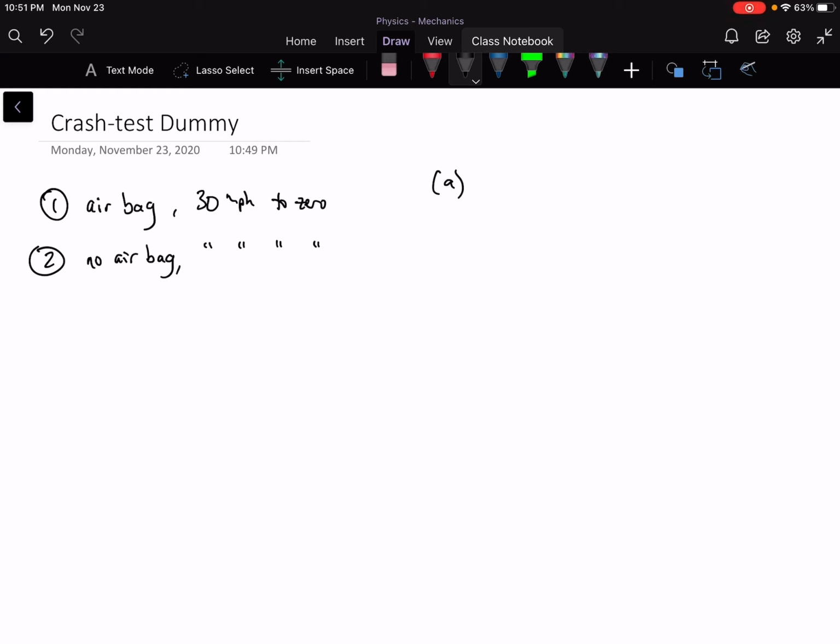Okay, so impulse is the same, right? Impulse is equal to the change in momentum of the crash test dummy, okay? And because the crash test dummy is going 30 miles per hour and goes to 0 in both cases, right? The final momentum of the crash test dummy will be 0. And the initial momentum of the crash test dummy is just whatever its mass is times velocity. So whatever 30 miles per hour is converted into meters per second, okay, to have standard units. This is same for both cases. So impulse is the same.